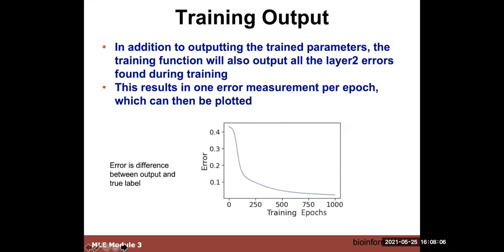And what you see is that in this case, we're looking at 1,000 training epochs. We start off with an error of maybe about 0.45, and then it starts falling. And this is the error, or the difference between the output and the true label. So in this case, these are the labels for the flowers, whether you got Setosa or Versicolor or Virginica. And with the training, the error gets pretty small, almost minuscule.